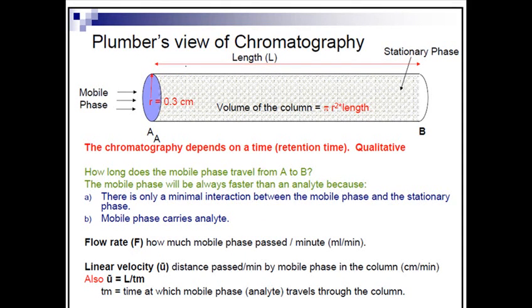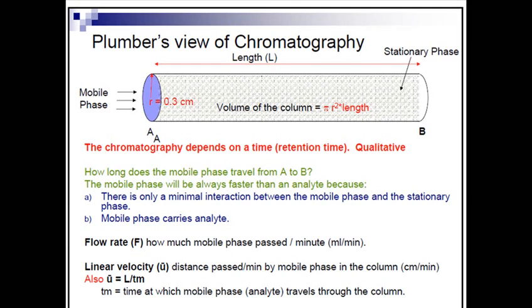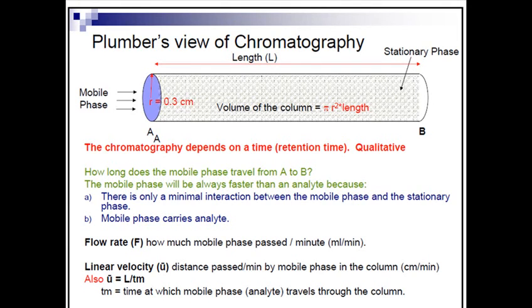Here we have the plumber's view of chromatography. Chromatography means a stationary phase, which is solid, though it does not have to be solid all the time, but it has to be stationary. So we have one stationary phase, one mobile phase, and one analyte, and they have to run through a column. In this case, we have an assumption: the mobile phase will always be faster than the analyte. That's a very good assumption, according to the plumber's view.